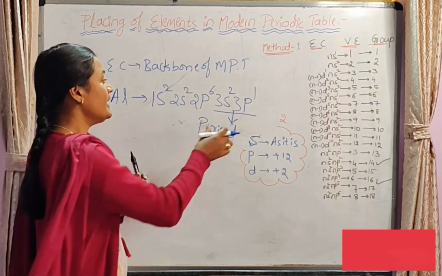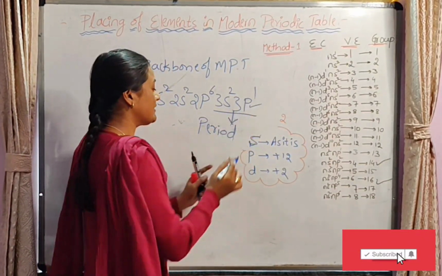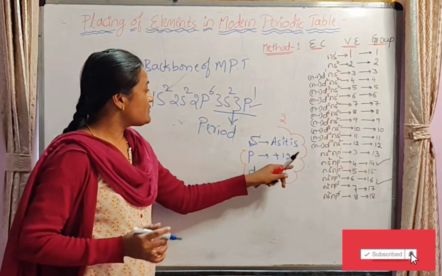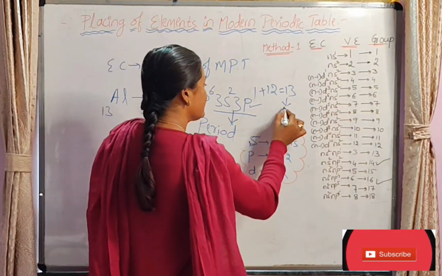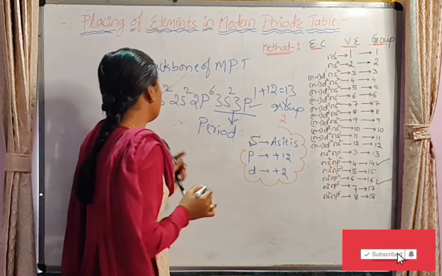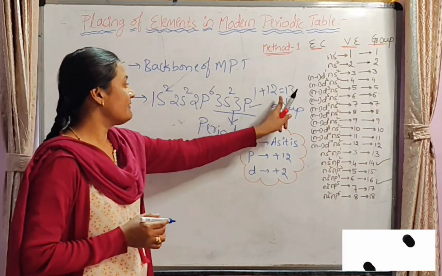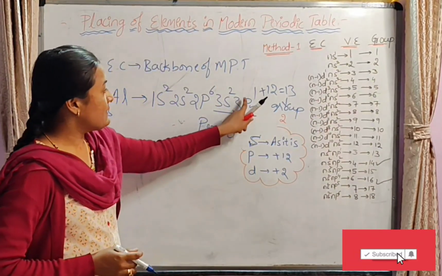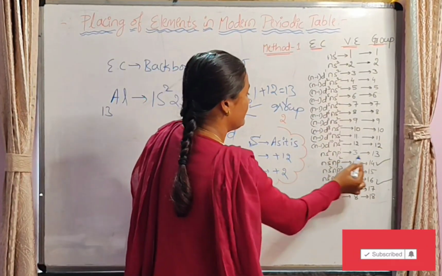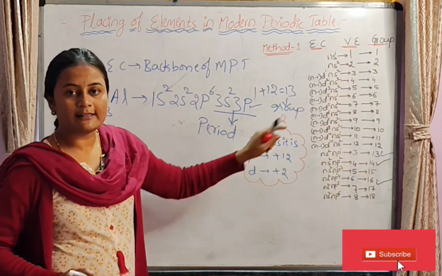And how to calculate the group? This valence shell contains the subshell p, which contains 1 electron. If p orbital is there, then add plus 12. Here 1 plus 12 is equal to 13. Here 13 is the group number. Aluminium belongs to the third period and 13th group. See here, ns2 np1, which means that aluminium belongs to the 13th group. Here also you will get the 13th group.